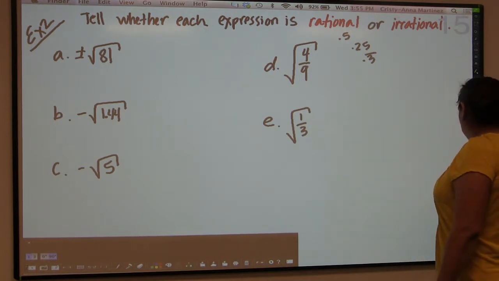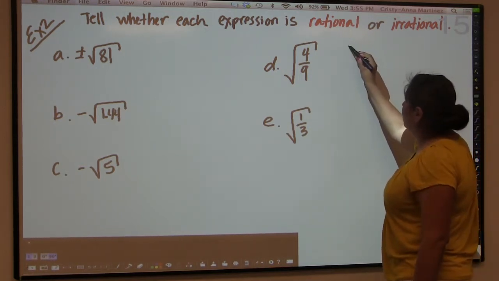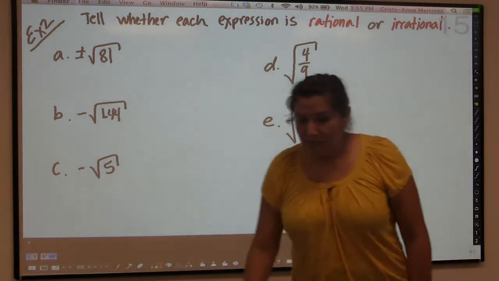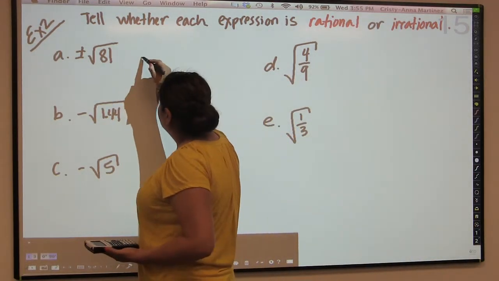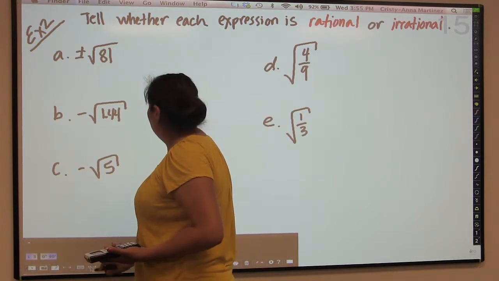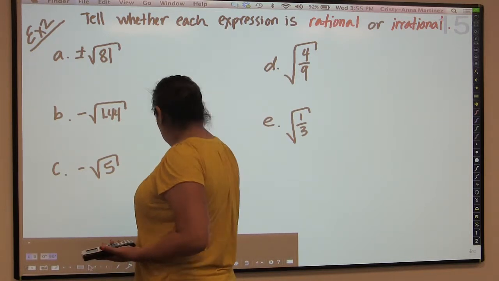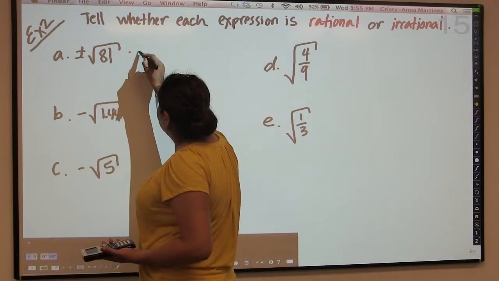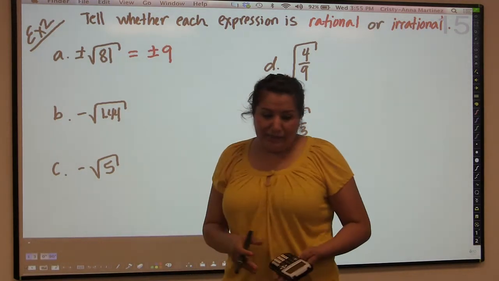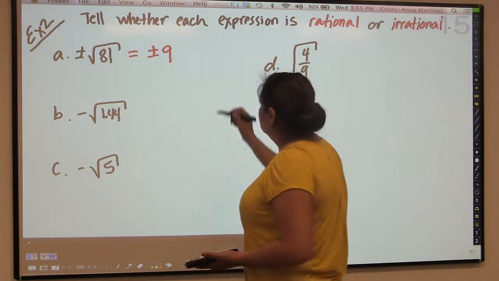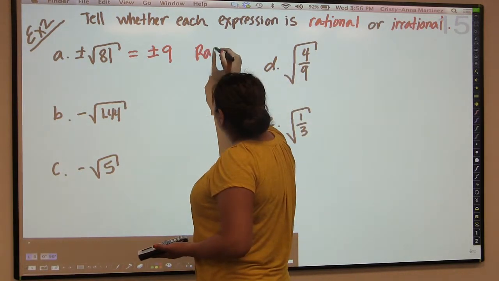Just want to remind you about that because the easiest way to do this is to take out your little calculator. And we already know, hopefully, that the square root of 81 is 9. So obviously there's no decimals involved in 9, so that's considered rational. So we call this rational.